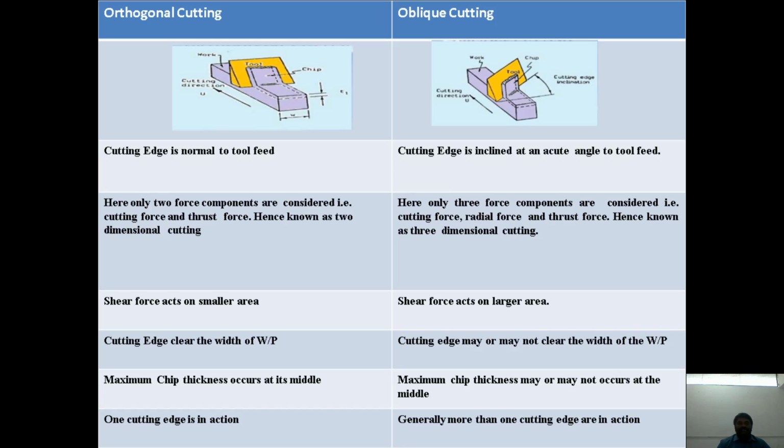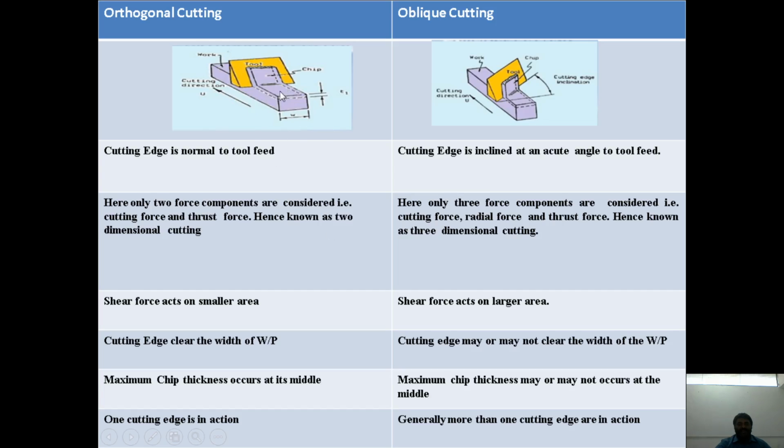Now from the diagram, the first point is that in orthogonal cutting the cutting edge is perpendicular to the direction of cutting speed and the direction of tool travel. Here, apart from 90 degrees, there is a mixture of some angles. The cutting edge is normal to the tool feed in orthogonal cutting. In oblique cutting, the cutting edge is inclined at an acute angle to the tool feed.